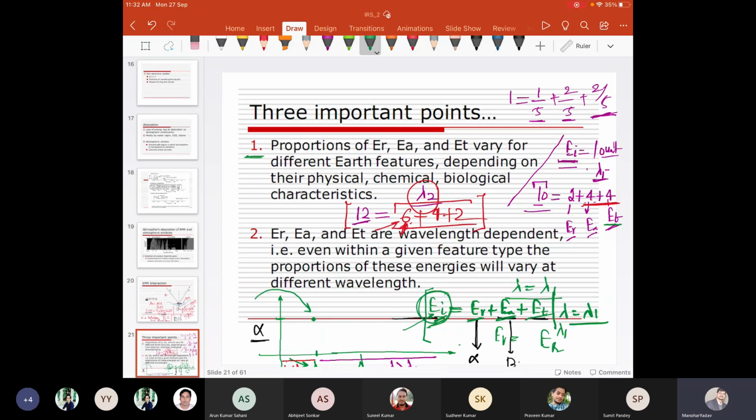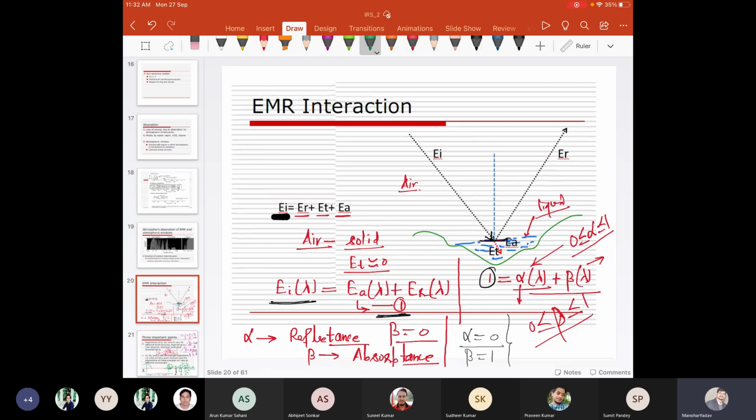Since soil is solid, we can say that the transmitted component is nearly zero. Correct? We have only two components, reflected and absorbed. So when we divide both sides of this equation by EI, as you saw previously, you will have a ratio and get the variables alpha and beta. Again, this alpha is a function of wavelength and beta is a function of wavelength.